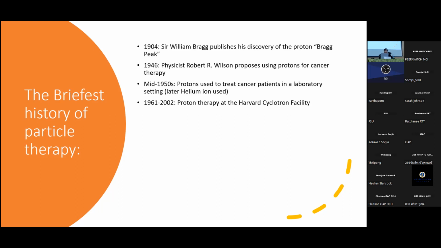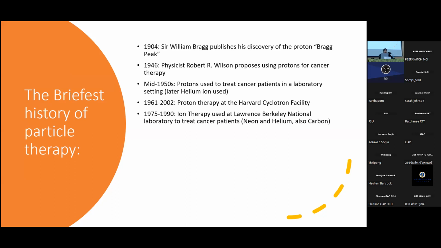For instance, one of the largest programs, which ran from 1960 to 2002, so over 40 years, was the Harvard cyclotron facility. Again, this was in a university setting at a physics lab, not at a hospital, but it treated many, many patients with proton therapy.